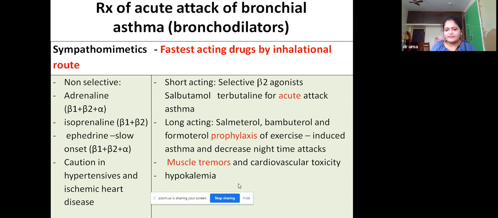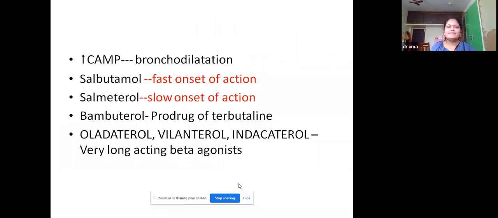They are used mainly for prophylaxis of asthma, that is exercise-induced asthma, and to decrease nighttime attacks. The most common adverse effect of this group is muscle tremors, and cardiovascular toxicity. The electrolyte abnormality is hypokalemia. The most common adverse effect is muscle tremors. The mechanism is that they act mainly by increasing cyclic AMP, so they produce bronchodilation.